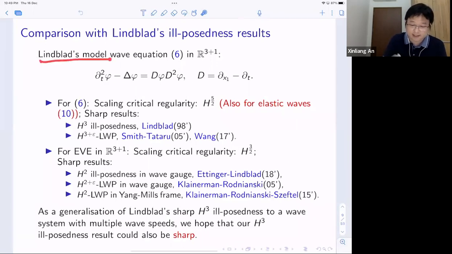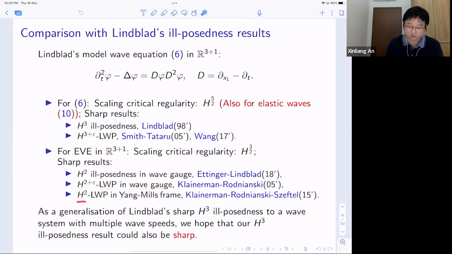Lindblad's case is for a single wave equation with a little bit special requirement about the nonlinear terms, but the scaling is somehow consistent. So we have the scaling critical regularity, which is H5 over 2, and it is the same for the elastic wave equation. And Lindblad's ill-posedness is at the H3 level. If epsilon is slightly larger than zero, we have local well-posedness. This half gap is also observed for the Einstein vacuum equation in R3 plus 1, where the scale critical regularity would be H3 half. So we have H2 ill-posedness in wave gauge and H2 plus epsilon local well-posedness in wave gauge.